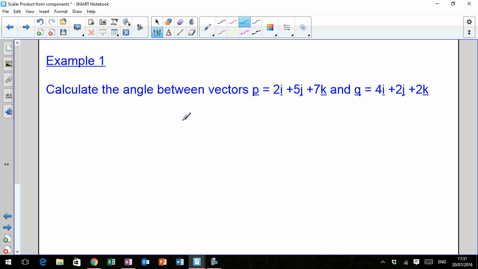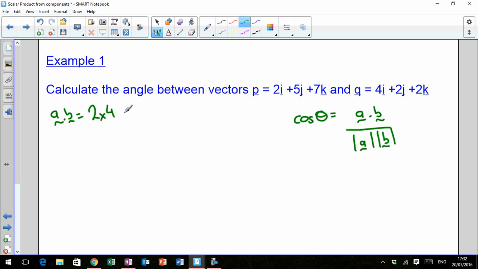So I want to calculate the angle between vectors p and q. I'll give them in the basis vectors there. I know that I'm going to be using the dot product divided by the magnitudes, so I need to calculate these. Let's do the dot product first. It's what happens when we multiply these components together: 2 multiplied by 4 for your i's, add 5 multiplied by 2 for your j's, and then add 7 times 2 for your k's. So that's 8, add 10, add 14, so 32 is your dot product.